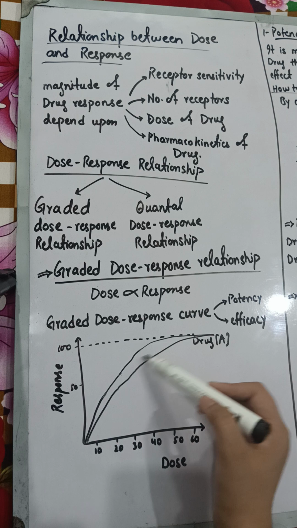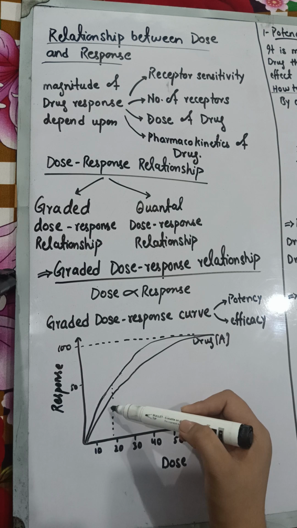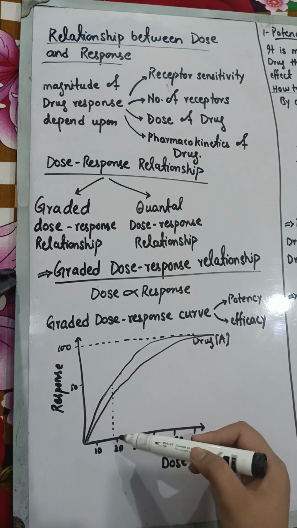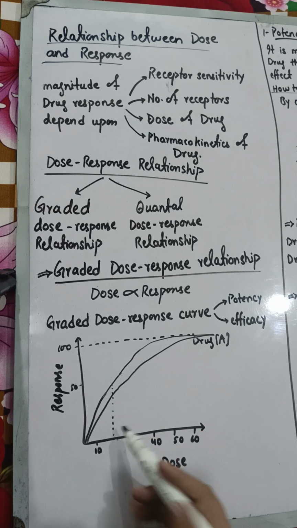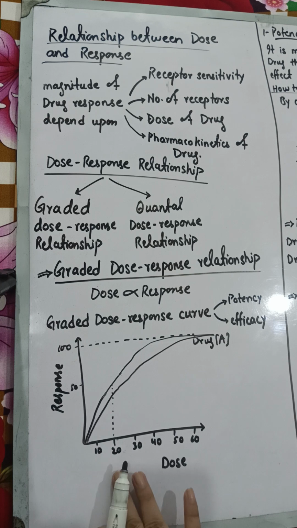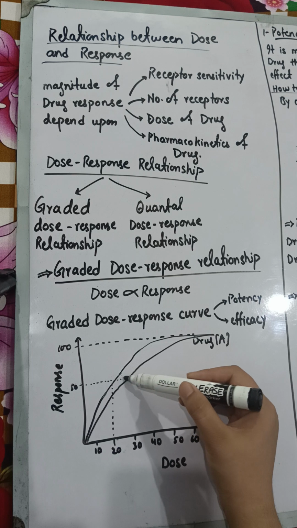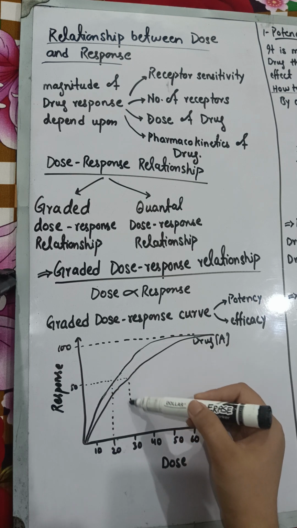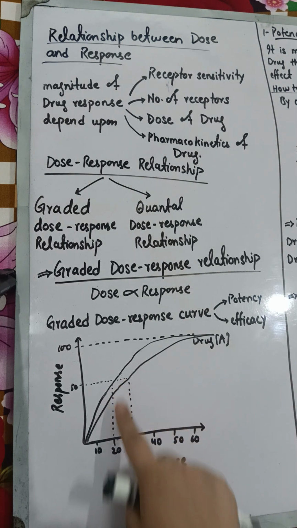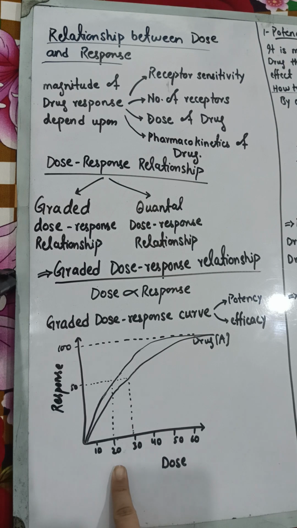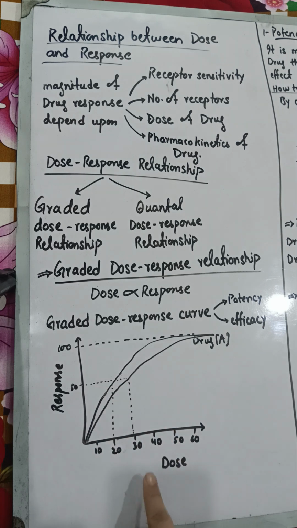Now drug A reaches 50% of the response at approximately 20 mg, as I have drawn here. But if you see drug B, it reaches its 50% of response at 30 mg. So there is the difference. Drug A reaches 50% of response at 20 mg, but drug B reaches 50% of response at 30 mg.